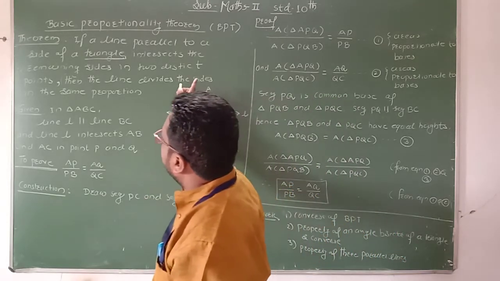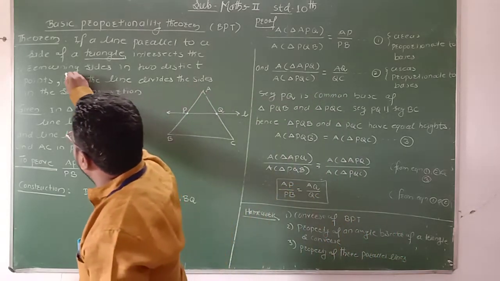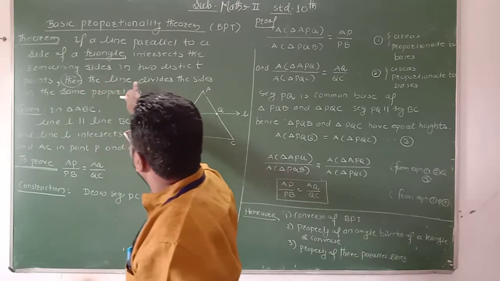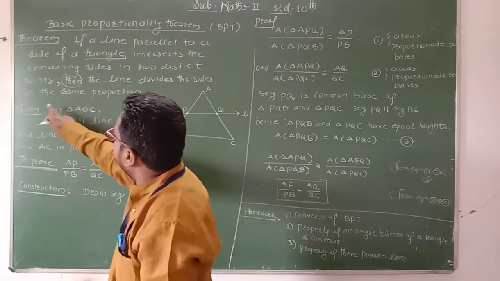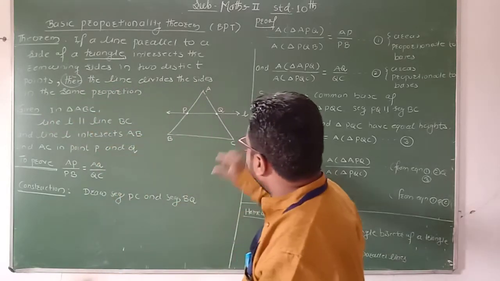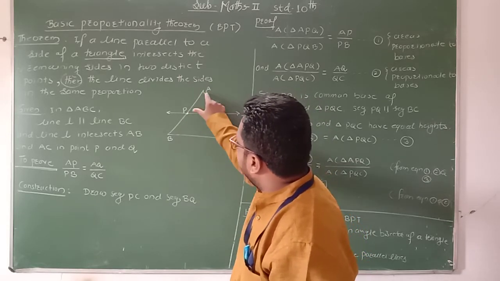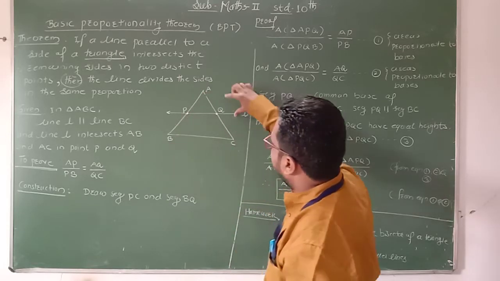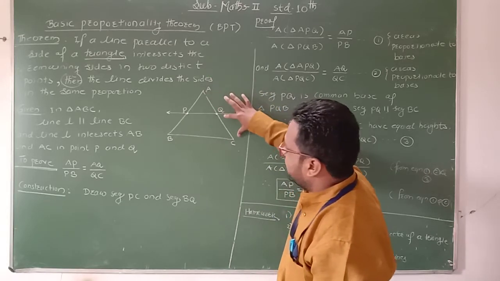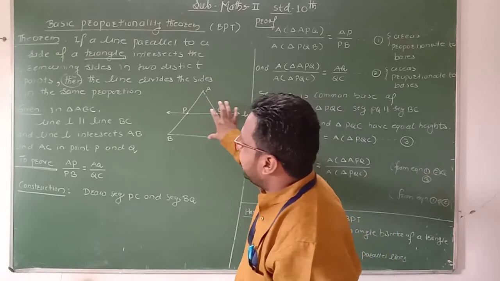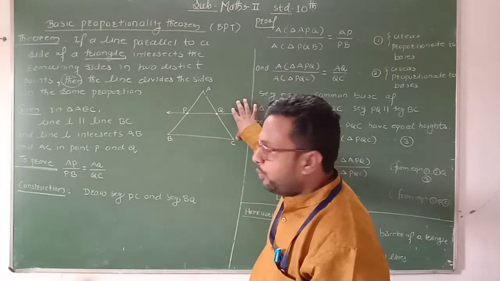Then what we have to prove from them? Then the line divides the side in the same proportion. The line here divides the side AB into AP and PB, and AC into AQ and QC. Then these parts are in proportion, that we have to prove.